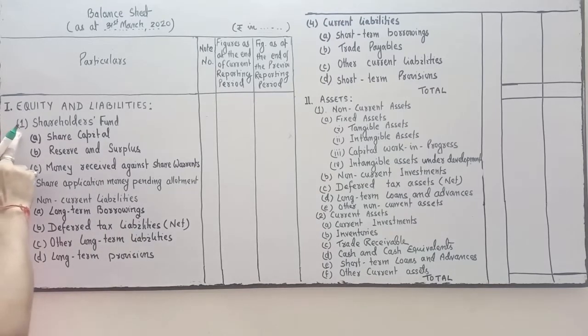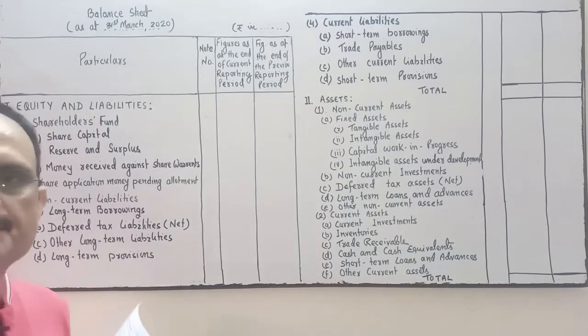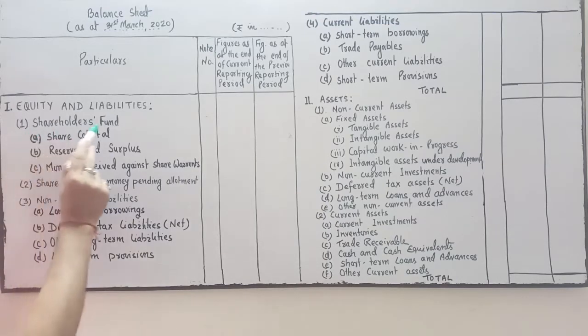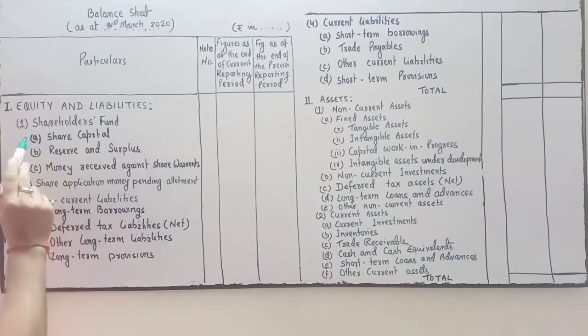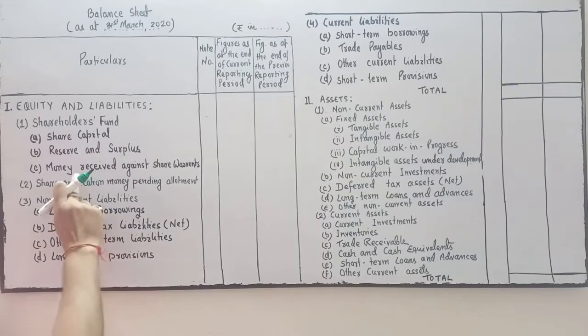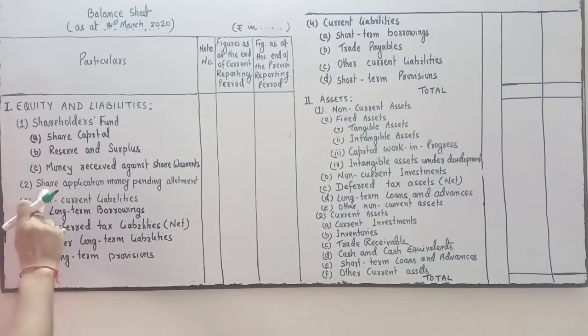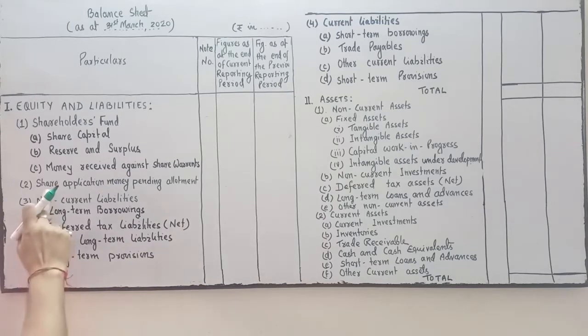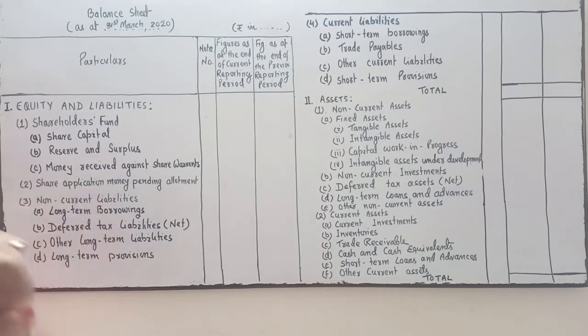So the first one is your shareholders' funds. Under the shareholders' funds there are 3 items, A, B and C: share capital, reserve and surplus, money received against share warrants. The second one is share application money pending allotment. We'll discuss it later on.